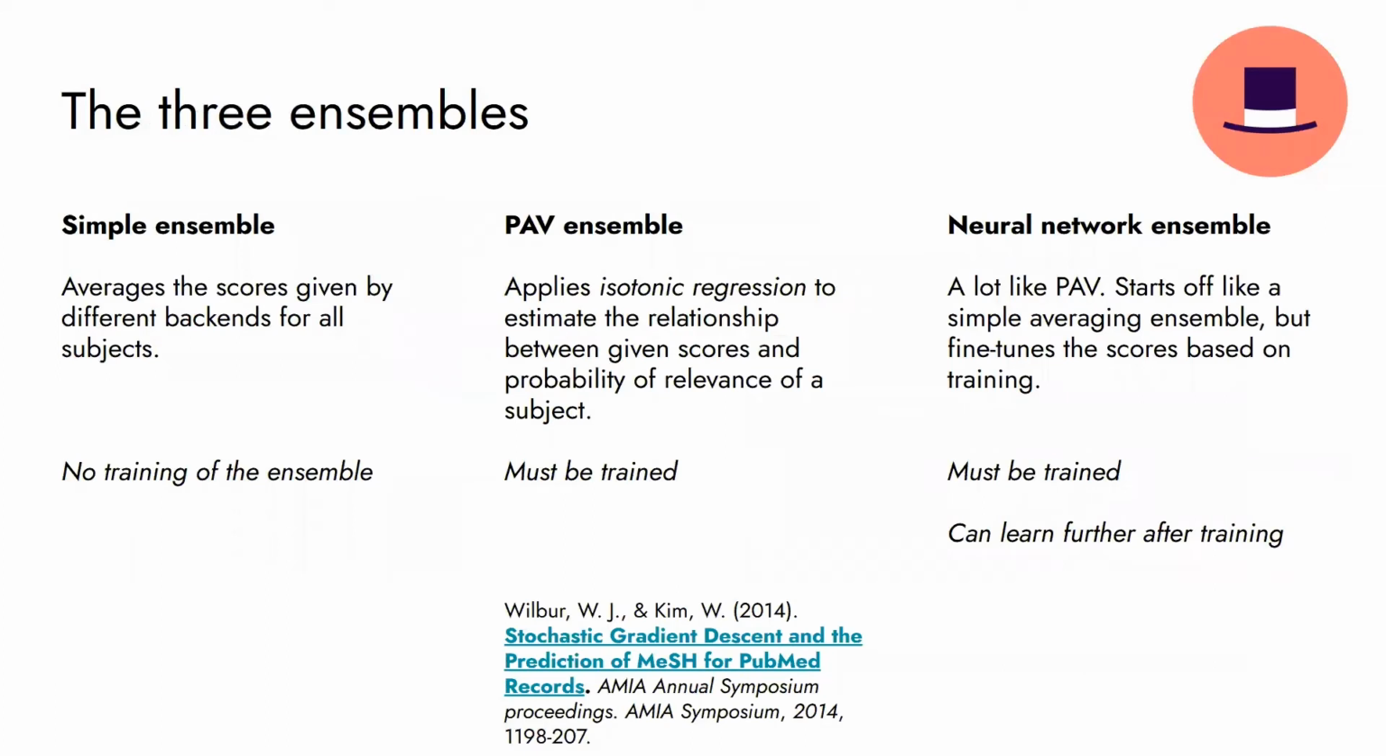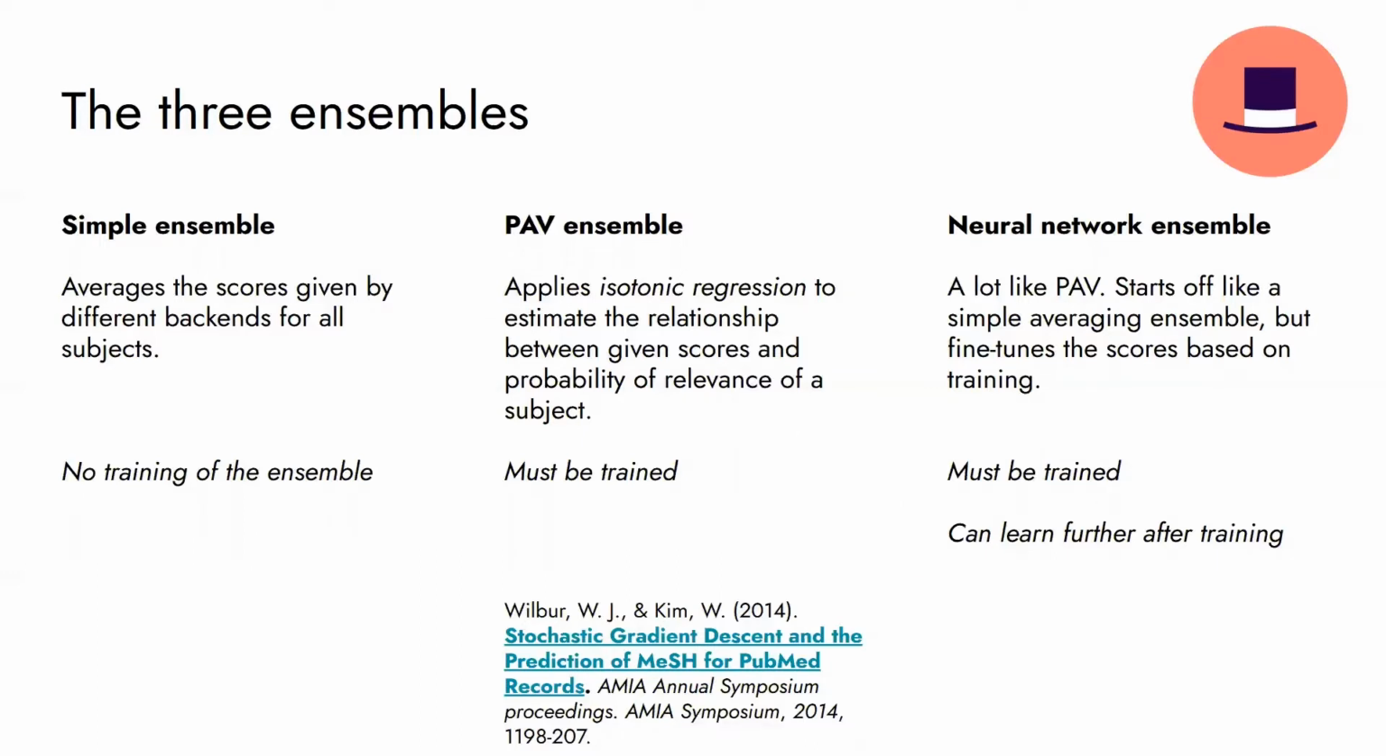In Annif, there are three ensemble backends available. The first one works by averaging the scores of the individual algorithms. Then there's the PAV ensemble. It applies isotonic regression to estimate the relationship between the individual scores and the actual relevance of a subject. It has to be trained using annotated data.